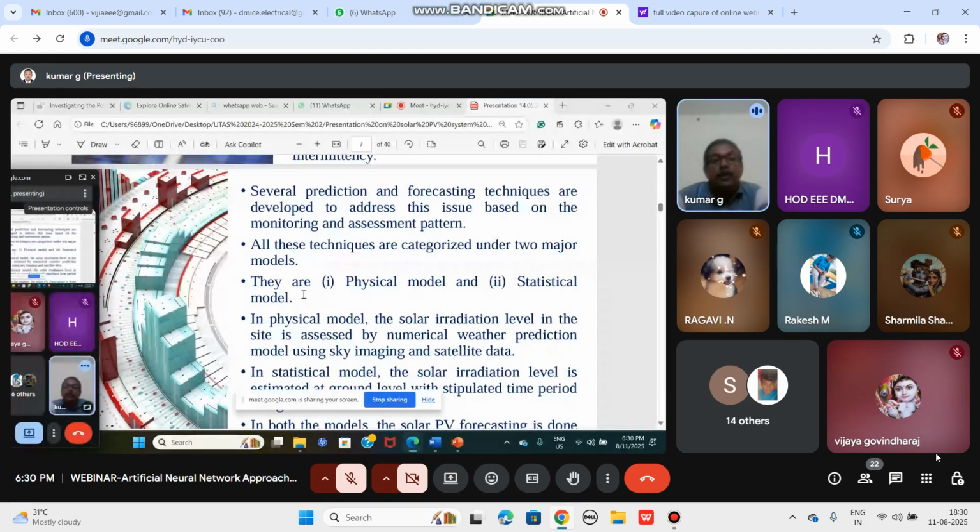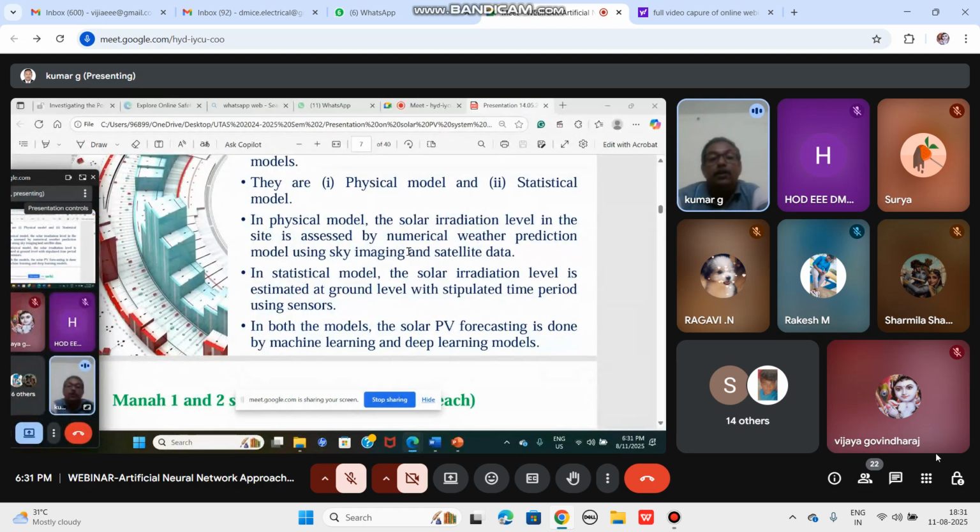There we are using deep learning neural networks and also artificial neural networks. We need to handle a very huge amount of data, a huge collection of data. So that is the only reason we are going for artificial neural networks.